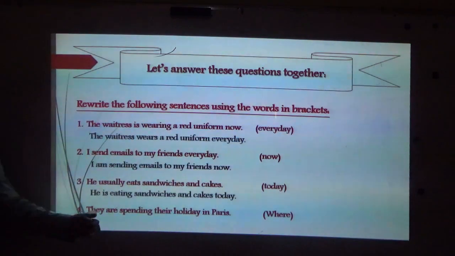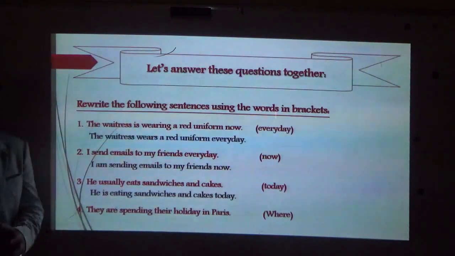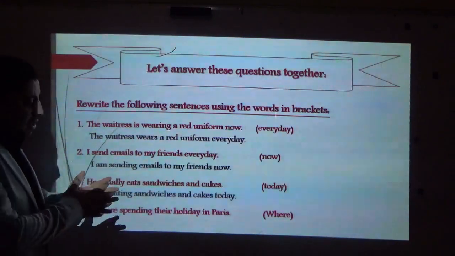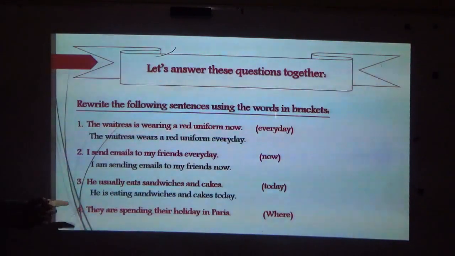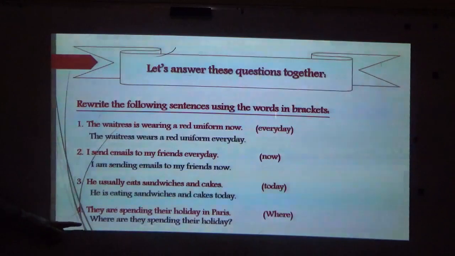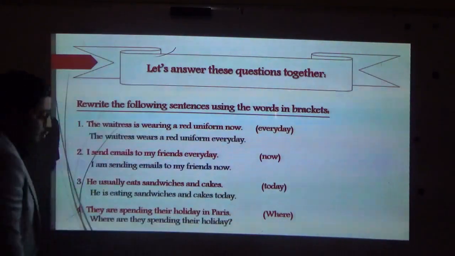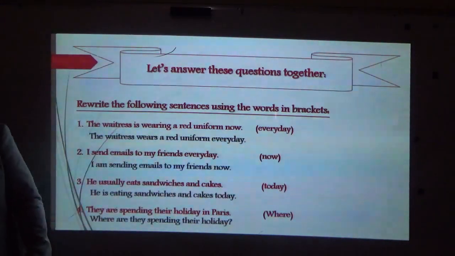Number 4, they are spending their holiday in Paris. Where? Where is a question word we use to ask about the place. Where is the place here? Very good, Paris. So we are going to ask about it, and don't forget to reverse the subject and auxiliary verb. Put where are they spending their holiday. So we are going to remove Paris because it's the answer. Where are they spending their holiday?